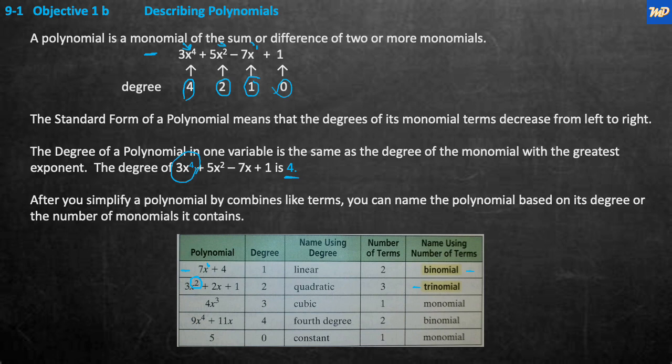Okay? How about 4x cubed? The degree is 3. The exponent is 3. It's cubic. Anything to the power 3 is cubic. There's one term, and it's a monomial. So it's a cubic monomial.